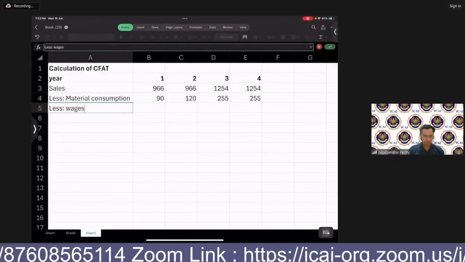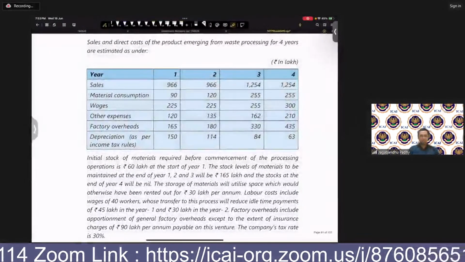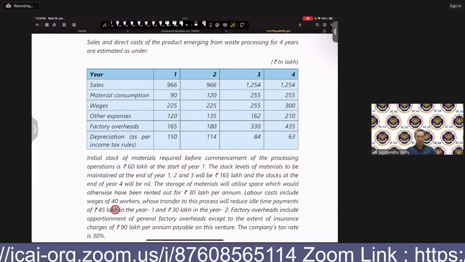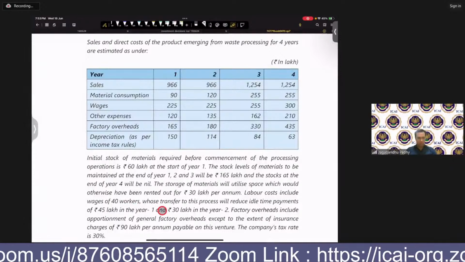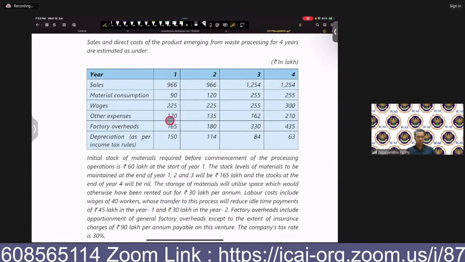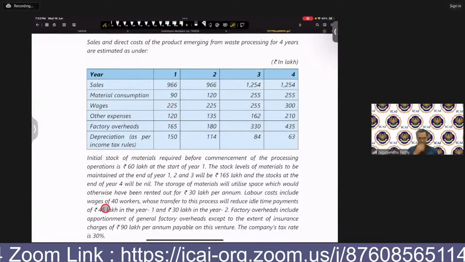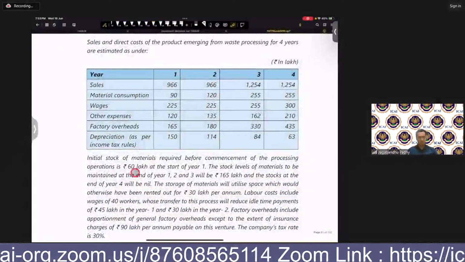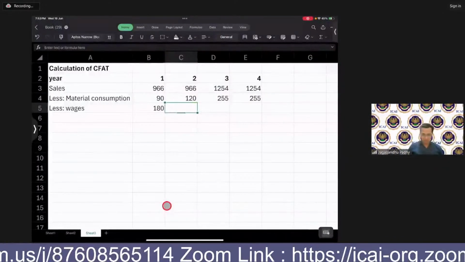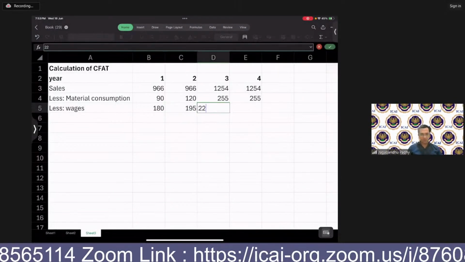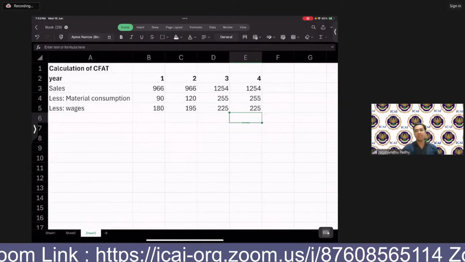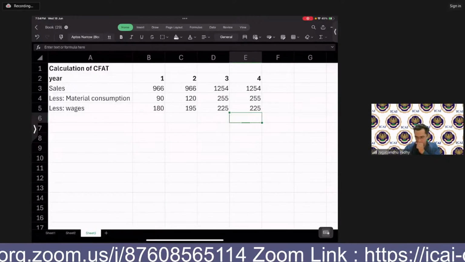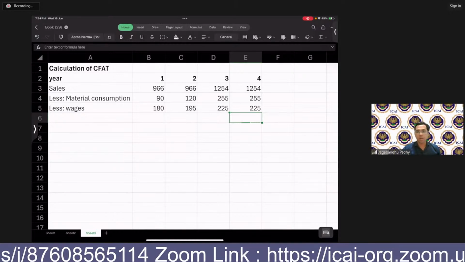From that, we are going to further reduce the wages. Wages are given as 225, but remember the idle payments that they have given. As per the question, in year 1, 45 lakhs is the idle payment, and 30 lakhs is the idle payment in year 2. So I need to remove this idle payment from my wages expenditure. Wages are 225. From this 225, I'm going to remove 45 in year 1. So this is going to be 225 minus 45 in year 1. And in second year, that's going to be 225 minus 30. For all the subsequent years, your wages are just remaining the same.